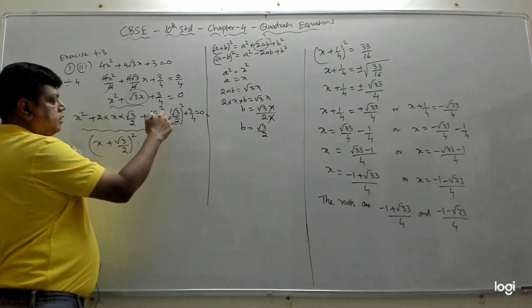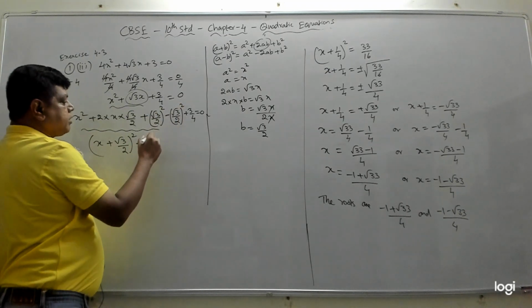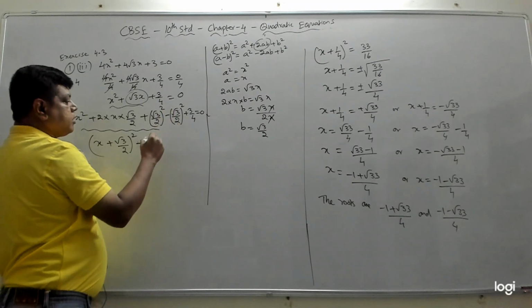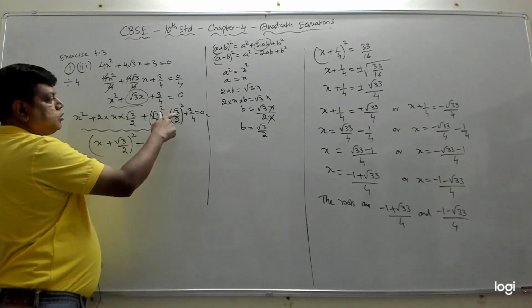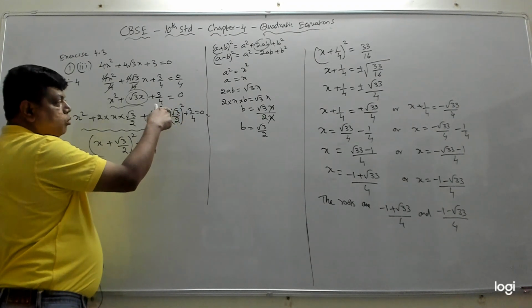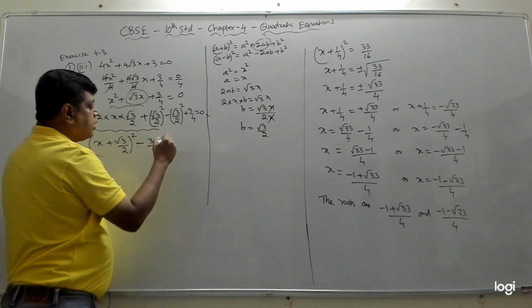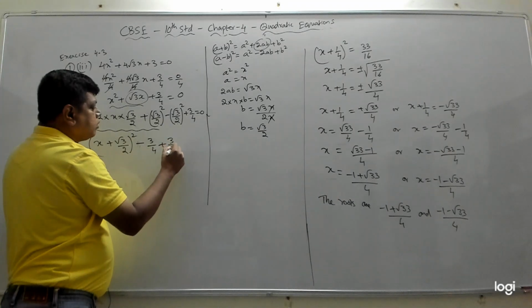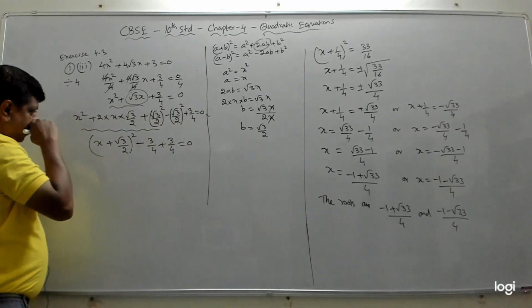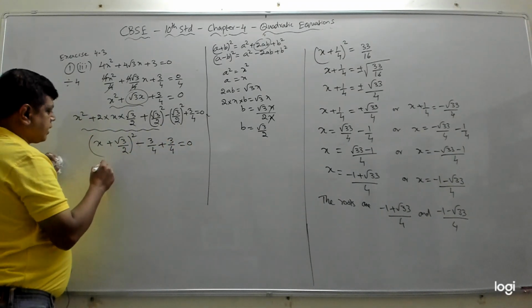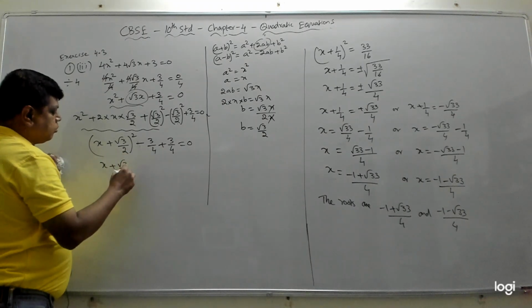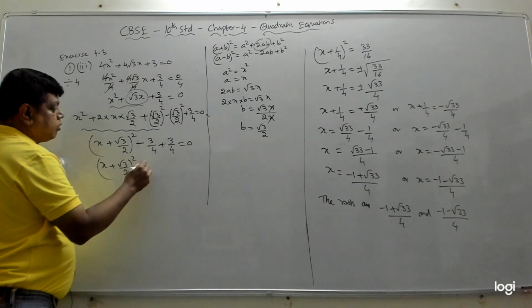Then minus root 3 the whole square is 3, root 2 the whole square is 4, so it will become 3 by 4. Root 3 by 2 the whole square means what? Root 3 by 2 into root 3 by 2. Root 3 into root 3 is 3, 2 into 2 is 4. This will become plus 3 by 4, equal to 0, right?